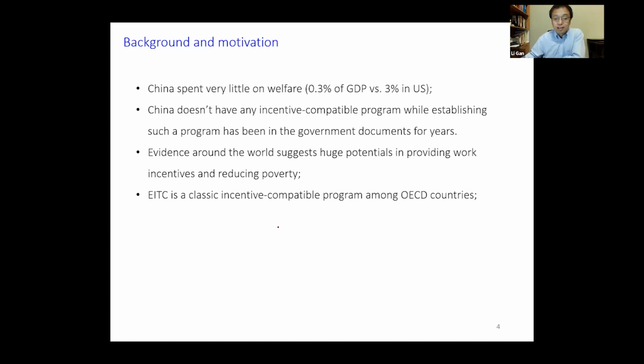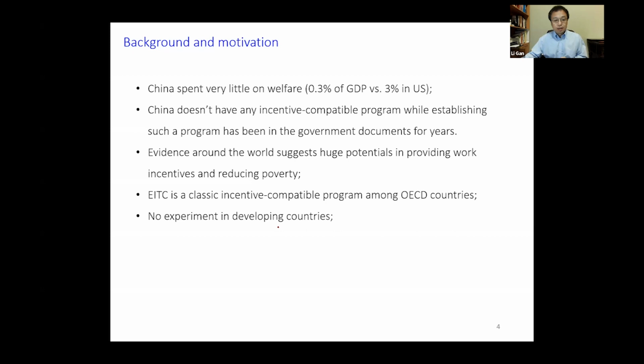EITC, as Professor Gao has mentioned, is also what I learned in graduate school, and what I teach students. It is a classic, rather successful, and the largest incentive compatible program in the US and also many other OECD countries.